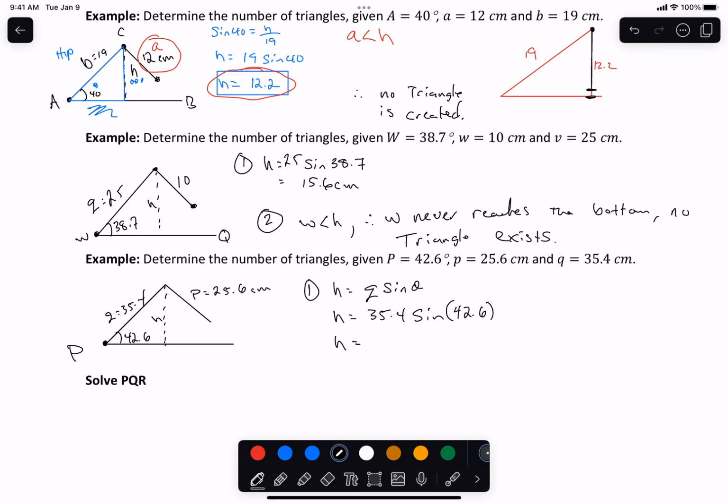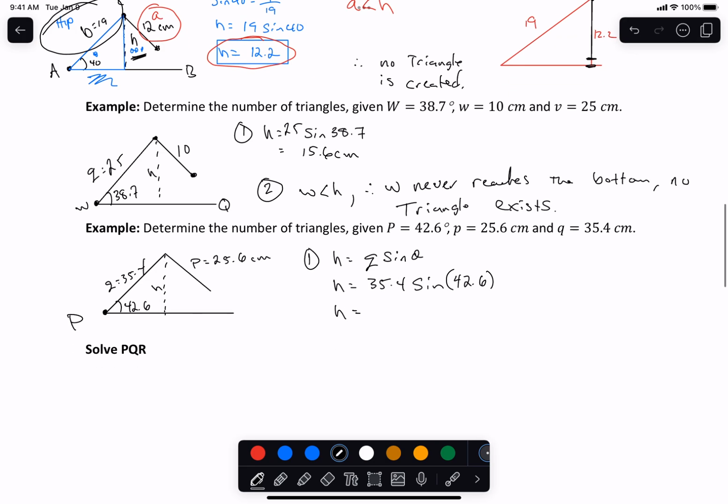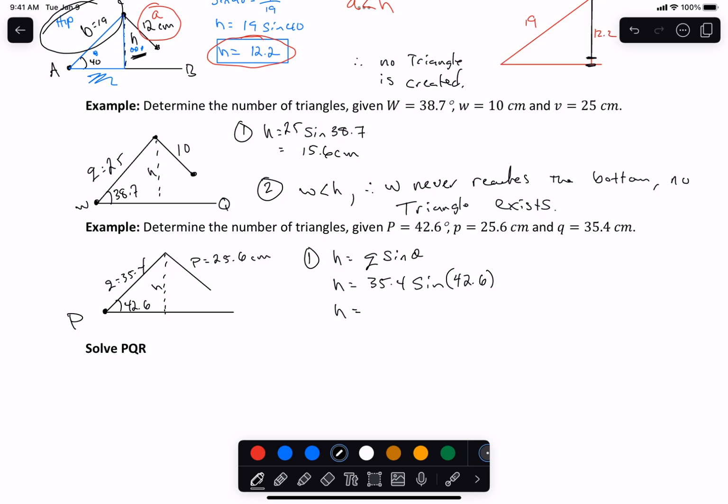Sine law. Well, I already explained why though, right? It's up top. If I remember this little blue triangle, H is opposite, and that other piece of information is the hypotenuse, which is Q, right? So sine. That's where that's come from. Okay, we should see that the height of that triangle is going to be 24 centimeters. Does everybody confirm that?